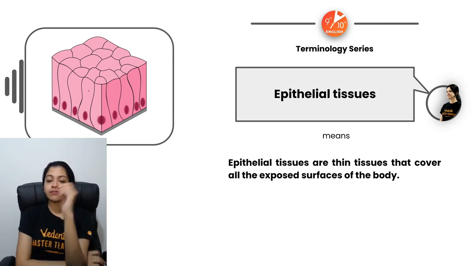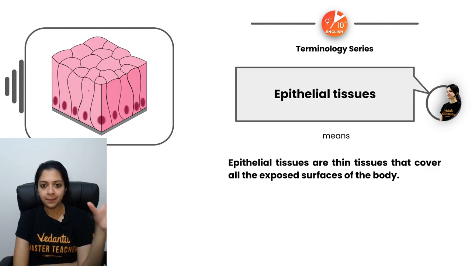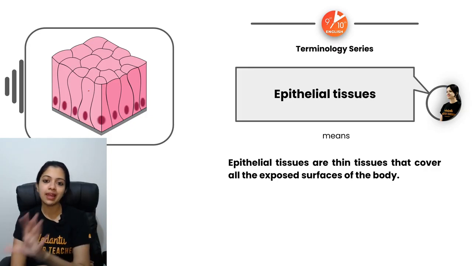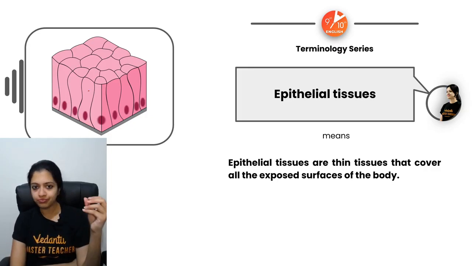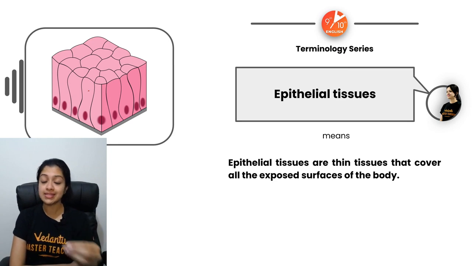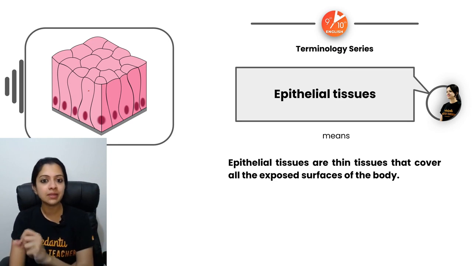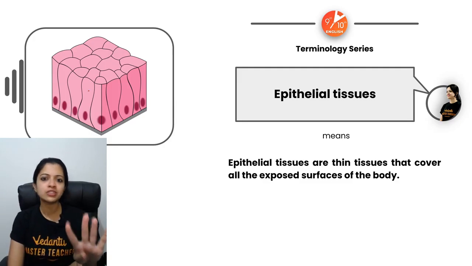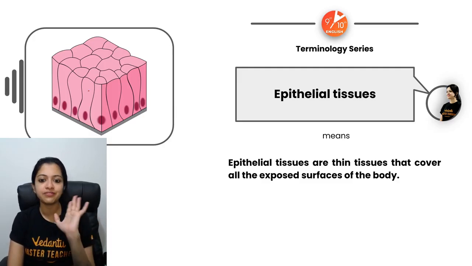Now, what are epithelial tissues? We've spoken enough about plant tissues. Meristematic and permanent, apical, intercalary, lateral, and under permanent it would be simple and complex. Simple would be parenchyma, collenchyma, and sclerenchyma. Complex would be xylem and phloem, conducting tissues. Right? Now coming to animal tissues, 4 major terms. Epithelial tissue is the first one.